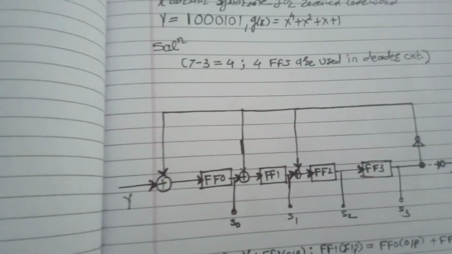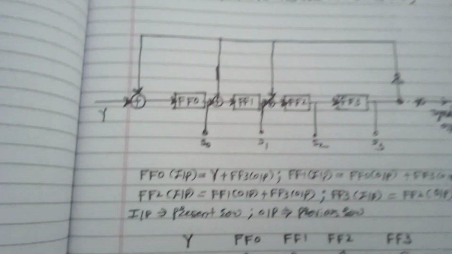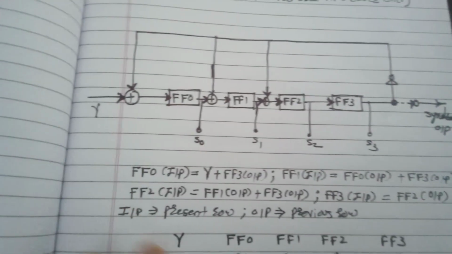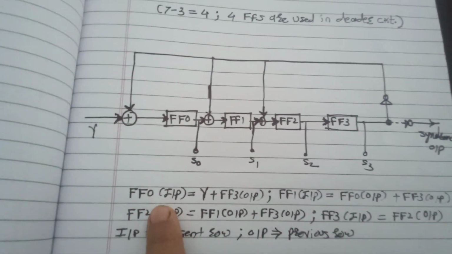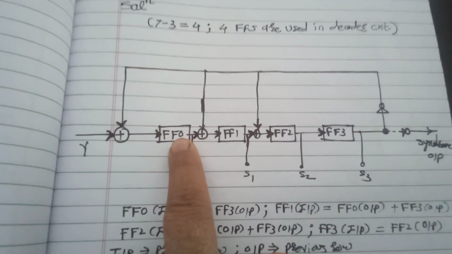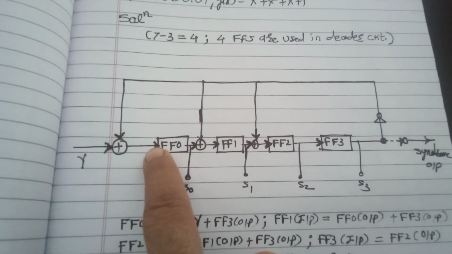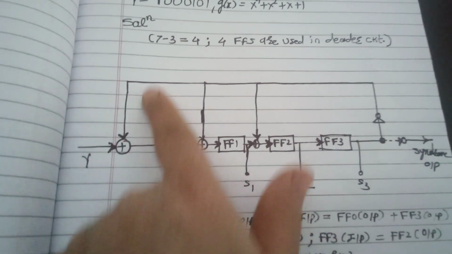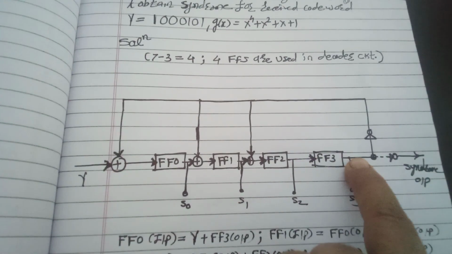Next, what we do is obtain the equations. So the equations are: flip flop 0 input, this input, is equal to this plus this. What is this? y. What is this line? This line is flip flop 3 output.